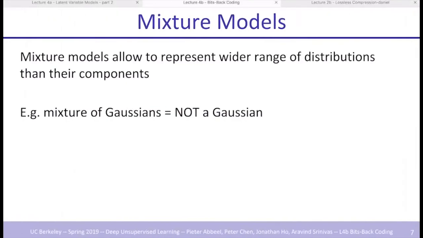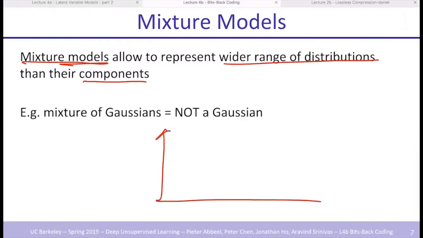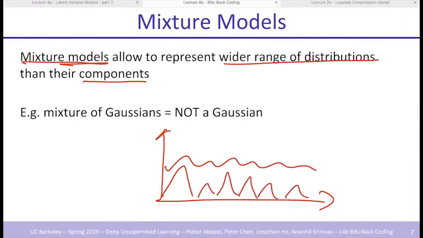Basically he's trying to say that in this case, we can use a mixture to encode many, many different distributions that the original distribution cannot encode by itself. So he draws this example here that is a lot of squiggly lines, and then he says that, okay, we can actually encode the information with a summation of many, many small Gaussians. So that's basically the idea.